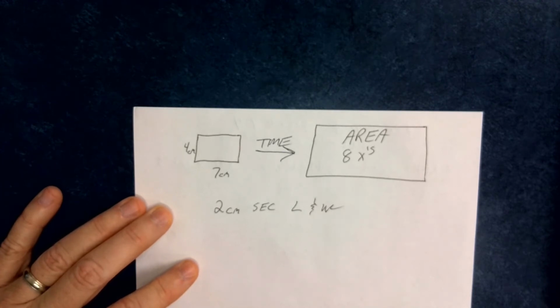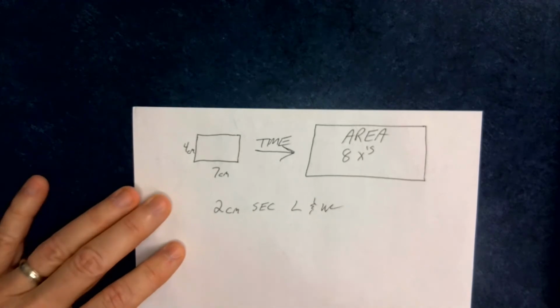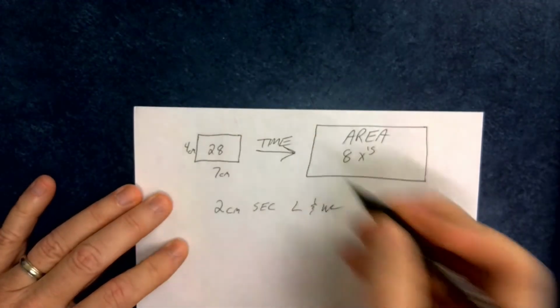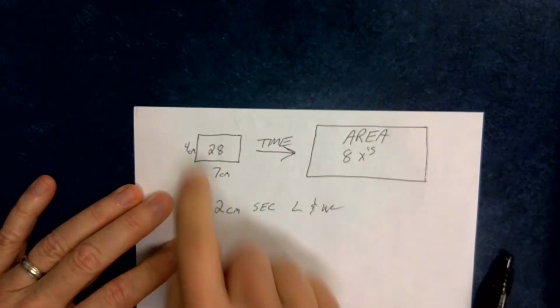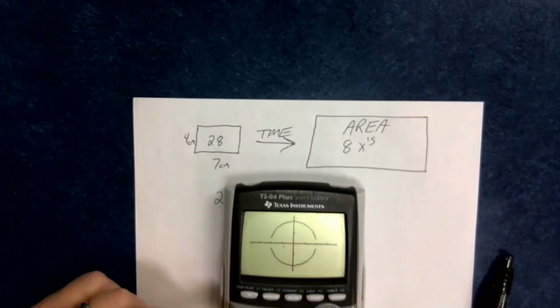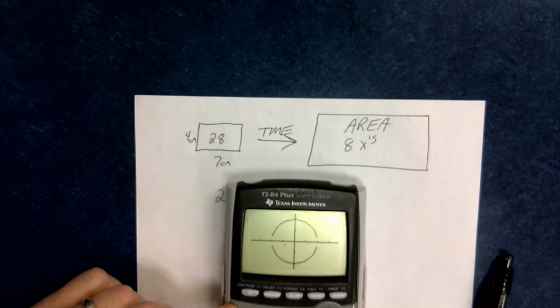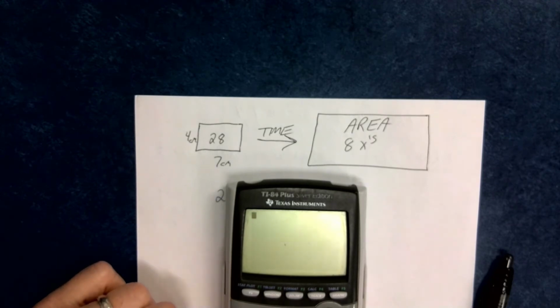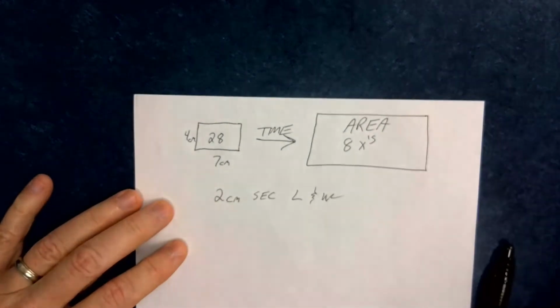Okay. So we know, let's see, this is 28, right? 4 times 7 is 28. So its area is 8 times as big. So let's see if we got something here. 8 times 28. We know the area needs to be 224.